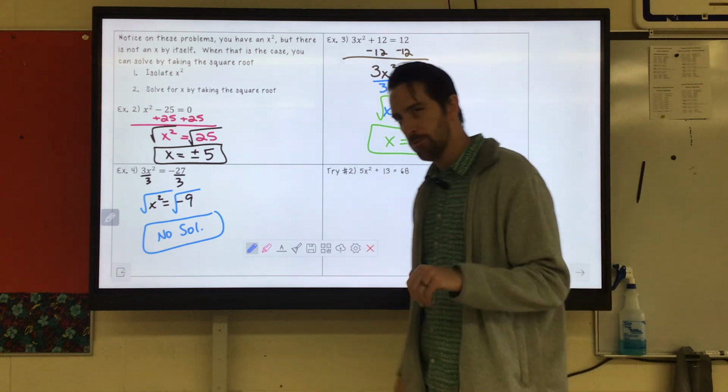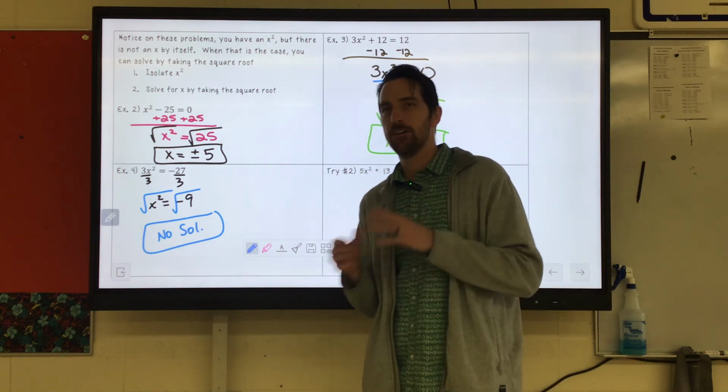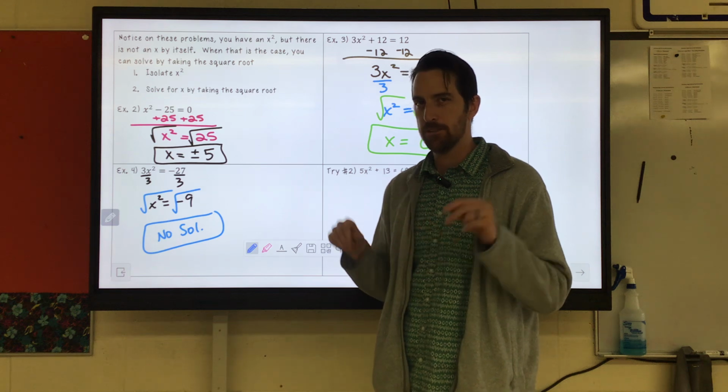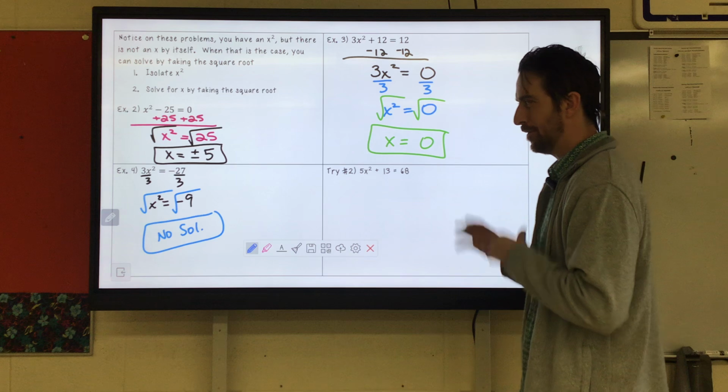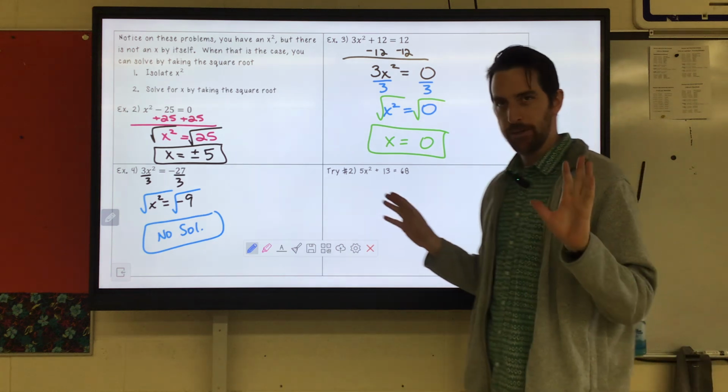When you get into Algebra 2, we kind of use a different system called the complex number system, and then we are able to square root negative numbers. But in Algebra 1, we can't do it.